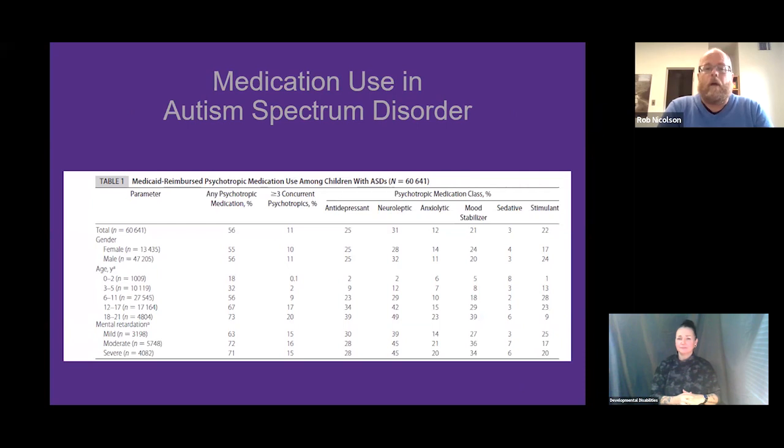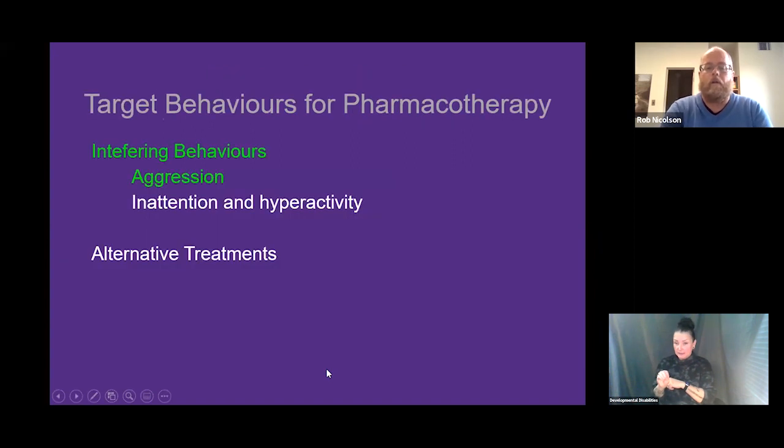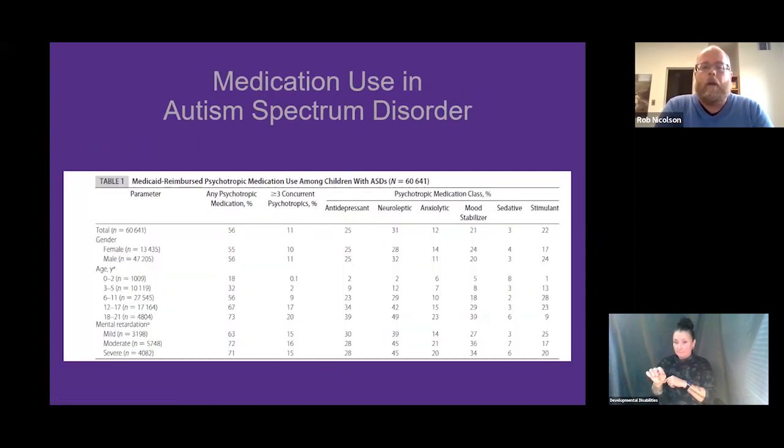And this is based upon an HMO in the United States from a few years ago. I think it might have been California, but I'm not sure. Because they had 60,000 children with a diagnosis of autism, they could look and see what the rate of medication use was, breaking it down by gender and by age and things like that. We can see that out of these 60,000, about 56% were taking at least one psychiatric medicine, and 11% were taking 3 or more medicines.